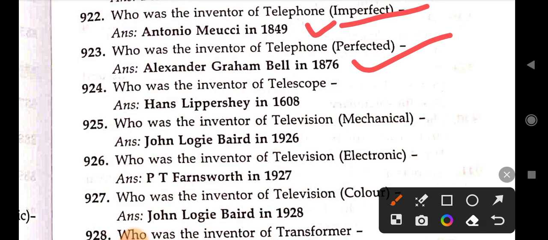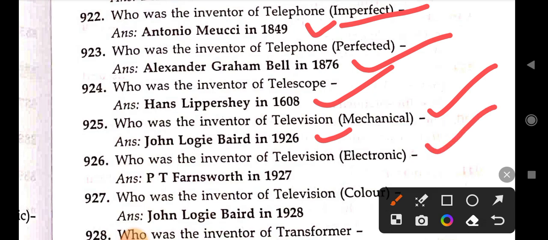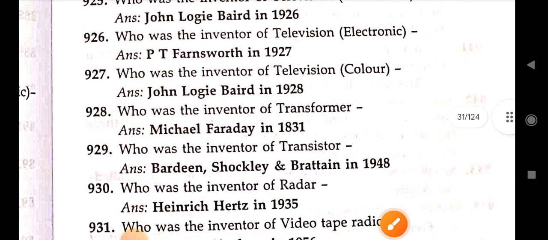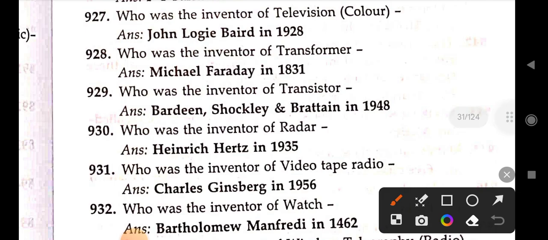Who was the inventor of telescope? Right answer is Hans Lippershey in 1608. Who was the inventor of television, mechanical? John Logie Baird 1926. Who was the inventor of television, electronic? P. T. Farnsworth in 1927. Next, who was the inventor of television, color? John Logie Baird in 1928.